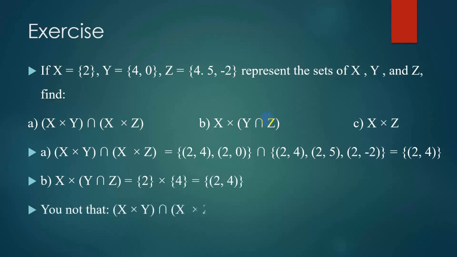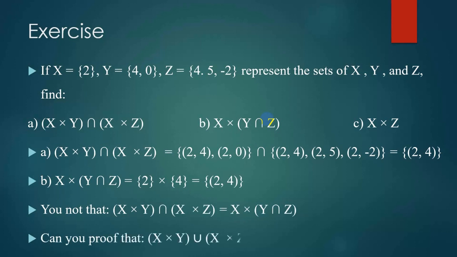Now you may note that (x cross y) intersection (x cross z) equals x cross (y intersection z). Tell me, can you prove that (x cross y) union (x cross z) equals x cross (y union z)? Can you prove? Not proof. Okay, can you prove that? Sorry for this mistake.